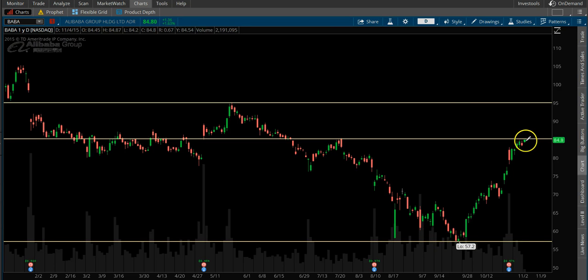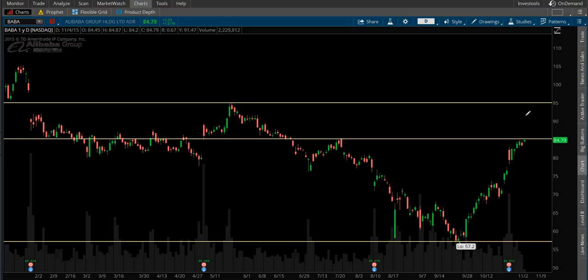But I'm going to say right now, BABA is going right into the ceiling right now. Now, can it break through? Of course it can, but I will tell you it's going to have a little bit of trouble breaking through. So if it breaks through this level, I would be a call buyer knowing that I have a pretty straight shot, at least technically wise, up to 95. And that's how you basically read a chart, looking at the support and resistance levels.